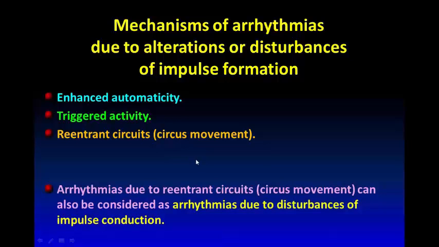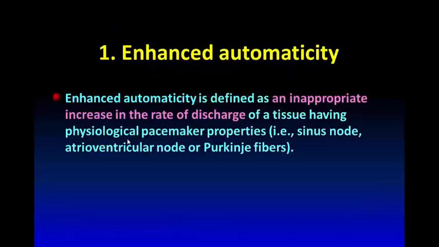The arrhythmias which arise due to the reentrant circuits, due to the circus movements, can be also considered as arrhythmias due to disturbances of impulse conduction, as we will describe in the subsequent slides. However, now let's focus on reentrant circuits, on the circus movement, as a mechanism of the arrhythmias which are due to alterations or disturbances of impulse formation. Now let's very briefly describe these three major mechanisms of arrhythmia.